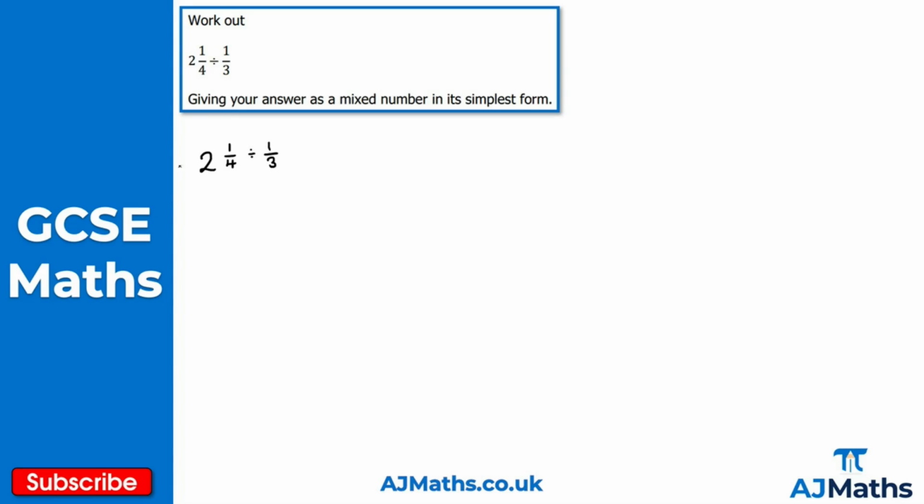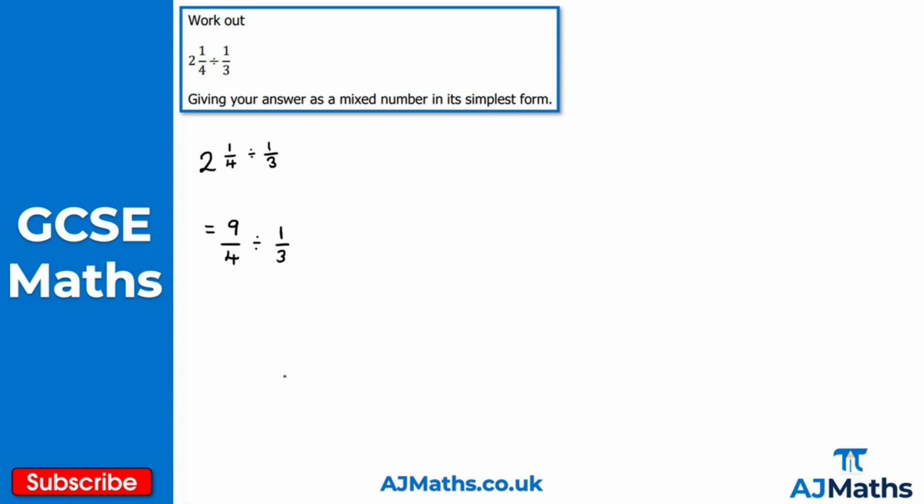So changing this here to an improper fraction, we take the whole number, the 2, times it by the denominator, which is 4. So 2 times 4 is 8. Add on the numerator now. I'm going to get 9 over 4. We get 9 over 4 divided by 1 over 3.